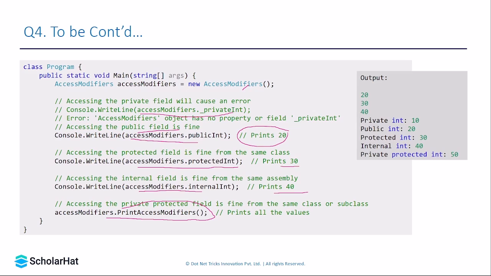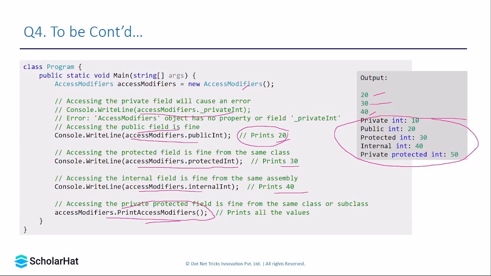Let's understand the output of this particular implementation. The first output is 20, which is the public int. The second is 30, which is protected int. The third is 40, which is internal int. And then we are calling this method print access modifier, which is printing all the different lines of statement that we have written inside this method. So this is how the access modifier can be used in C# programming.